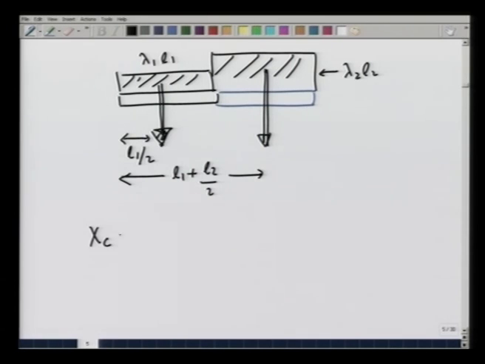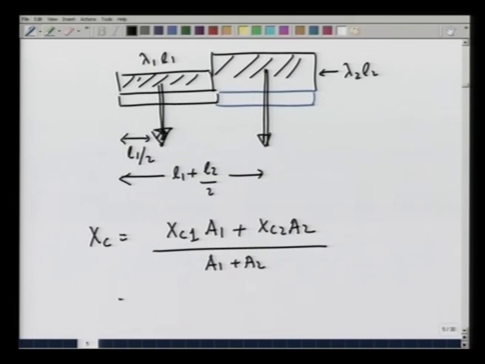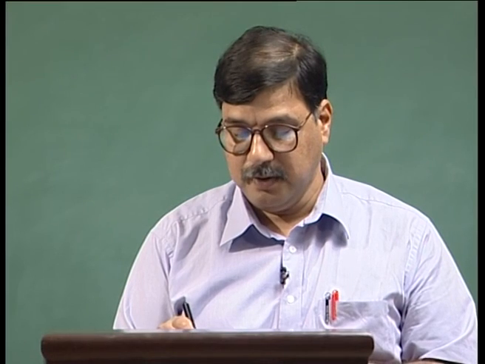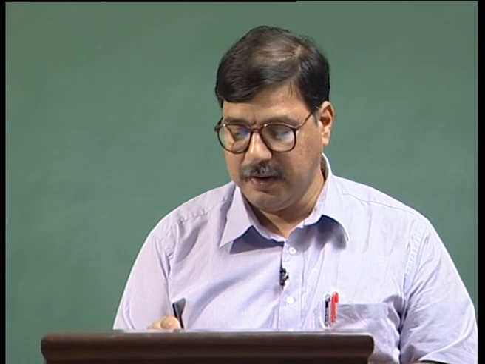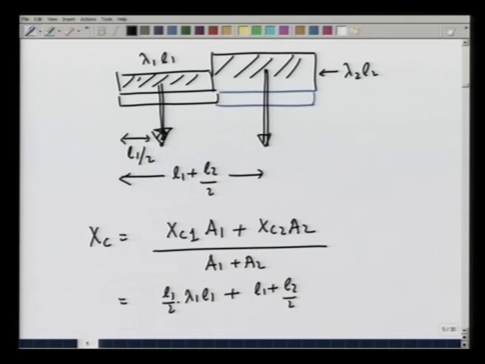So, x c is going to be x c1, that is the first part, times area 1, plus x c2 times area 2, divided by area 1 plus area 2, and that is going to be L1 over 2 times lambda 1 L1, g would cancel from the top and the bottom, plus x c2, which is L1 plus L2 divided by 2, times lambda 2 L2, over lambda 1 L1 plus lambda 2 L2.